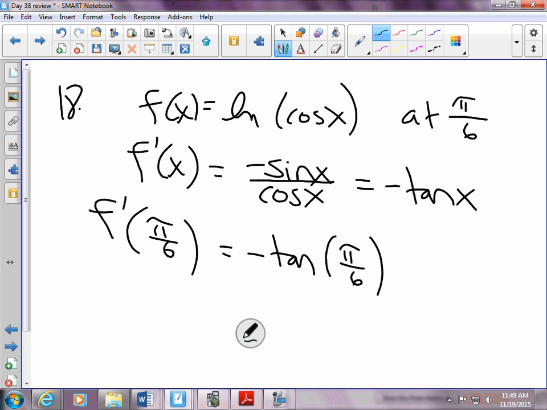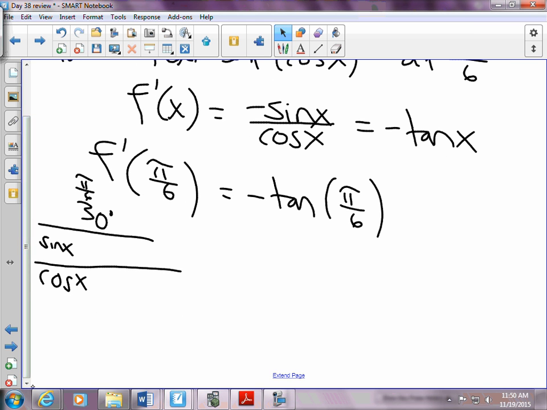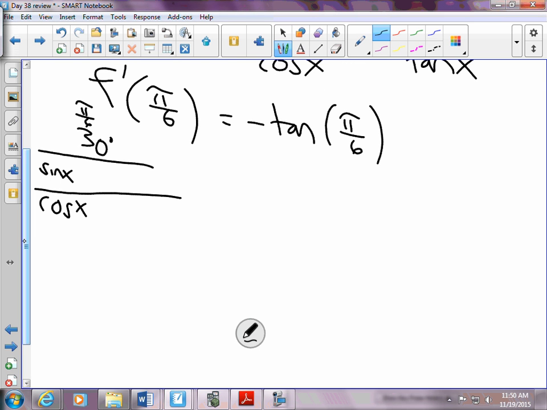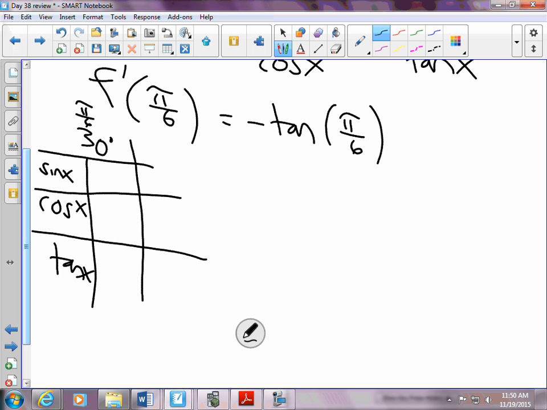Pi over 6, 180 over 6 is 30 degrees. So I don't know if you remember for 30 degrees, pi over 6, sine, cosine, I gotta extend this. I want to remember that little chart you guys used to have. And then tan. You never did the chart? The sine of 30 is a half. The cosine is rad 3 over 2. And tan is just this one over that one. Sine over cosine. So it's 1 over rad 3.